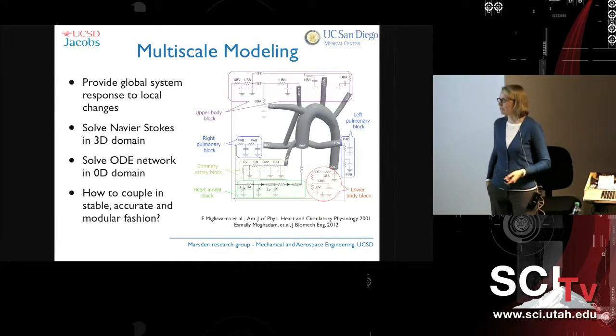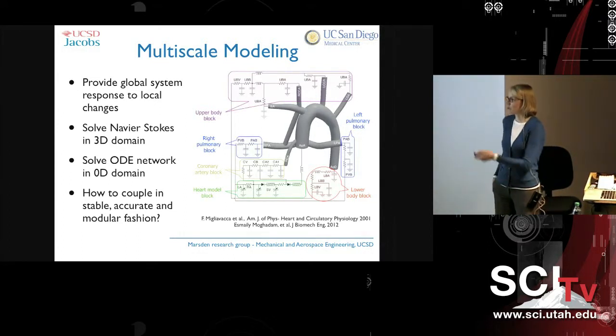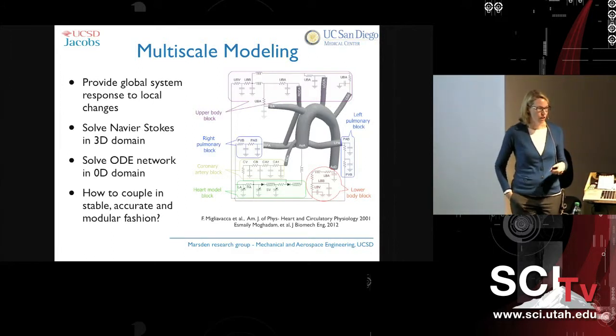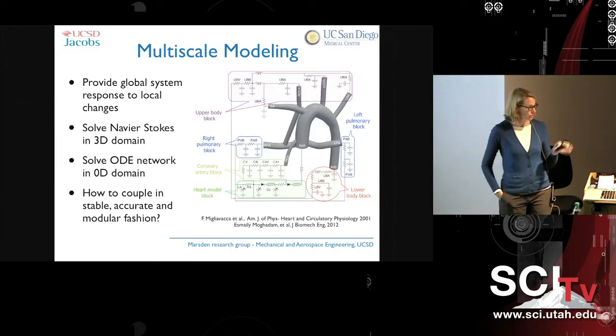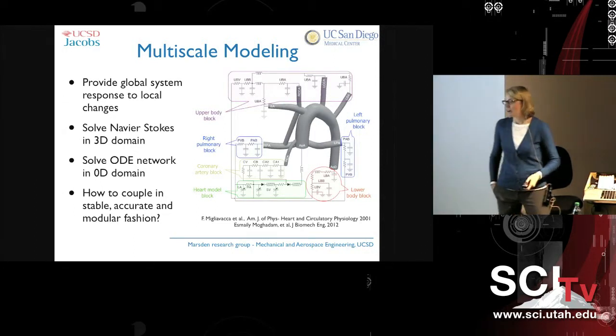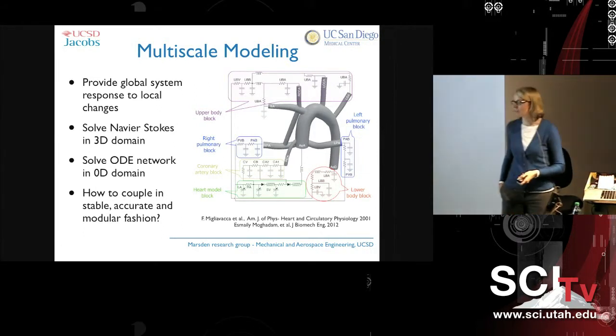So this is an example of the kind of multi-scale modeling that we've been working on in our group. And this is actually a closed loop model of the circulatory system in a patient with a single ventricle heart defect. So this is actually a model of the Blalock-Taussig shunt, which is the first heart surgery that I mentioned at the beginning. This is the aorta here, and we have a shunt that's inserted in the surgery that connects the systemic side to the pulmonary side. And this is basically to provide oxygenation to the baby until they can do the later stage surgeries.